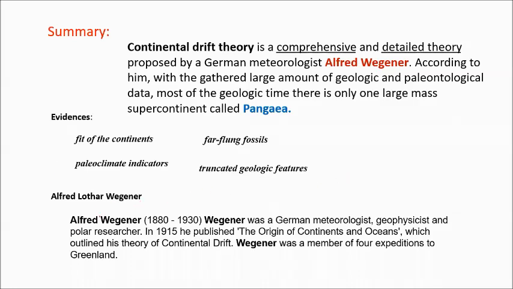Who is Alfred Wegener? He was a German meteorologist, geophysicist, and polar researcher. In 1915, he published his very important work, The Origin of the Continents and Oceans, which outlined his theory of continental drift. Wegener was a member of 4 expeditions to Greenland. So yan yung topic today about continental drift.